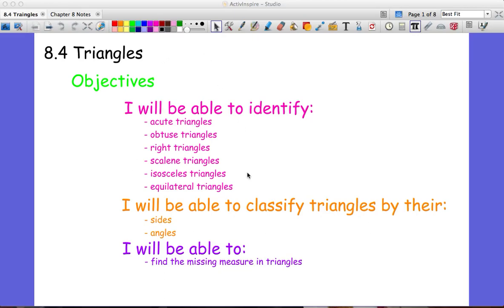We have lots to go through today with triangles, as we're going to identify the different types of triangles, we're going to learn to classify triangles, and we're going to be able to find the missing measures in triangles.